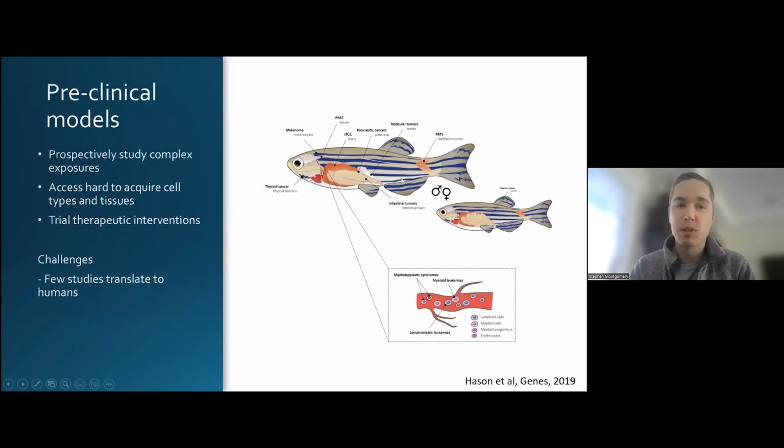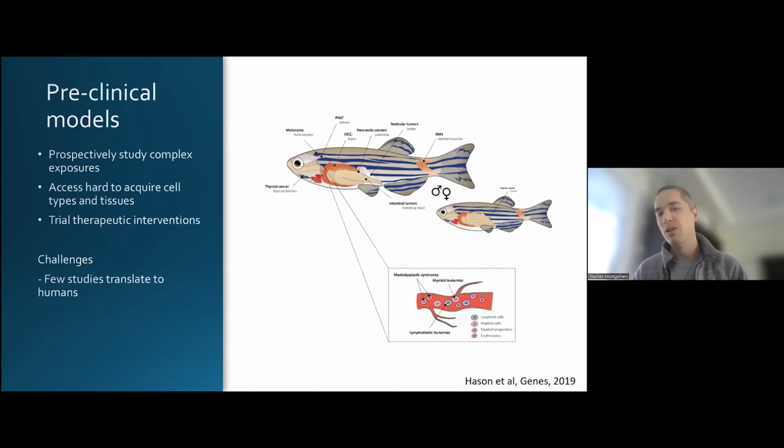These allow you to prospectively study very complex exposures, so you can consider not only single types of perturbations, but combinations of perturbations. You can also access hard-to-acquire cell types and tissues through these types of systems and trial different therapeutic interventions. The challenge is, though, and I'm sure many of you are aware, that very few preclinical model studies actually translate to humans.